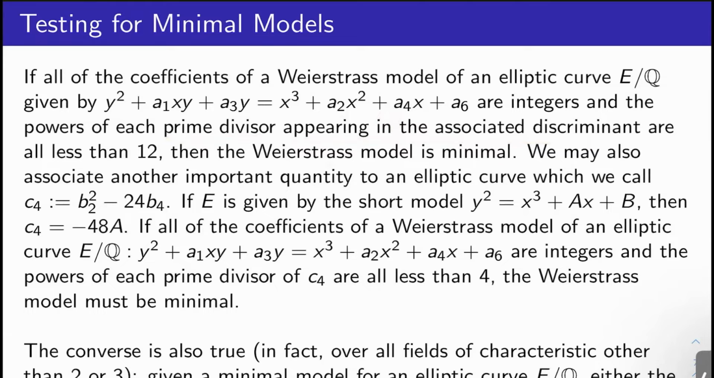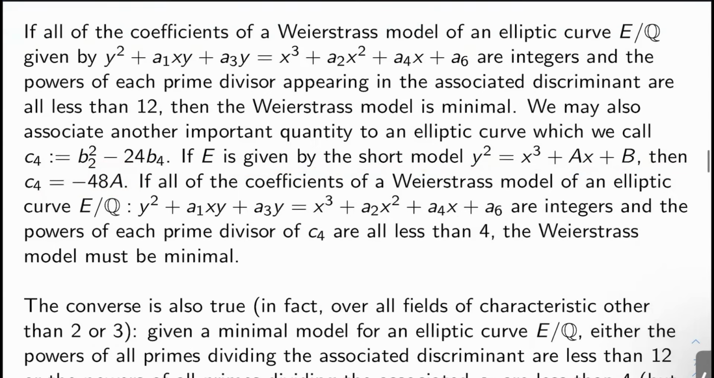That's pretty cool. We can also test another way, though. There's another important quantity you can associate to our elliptic curve, which we call c4, which is b2 squared minus 24 b4, where b2 and b4 themselves are given by equations in a1 through a6 that I won't write here, but you can see Silverman chapter 3. If E is given by the short model y squared equals x cubed plus ax plus b, then c4 is just negative 48a, for example.